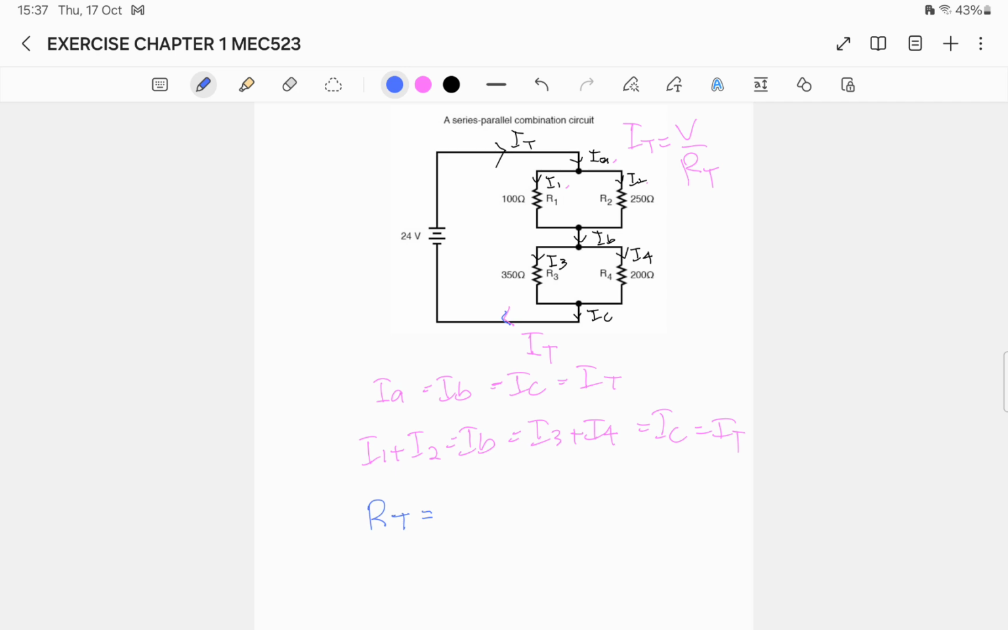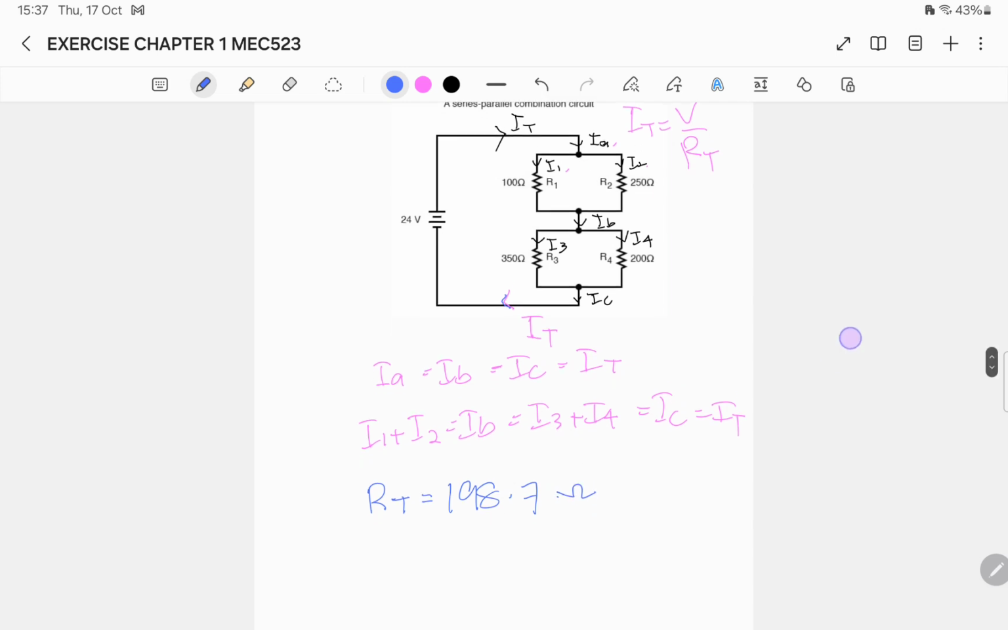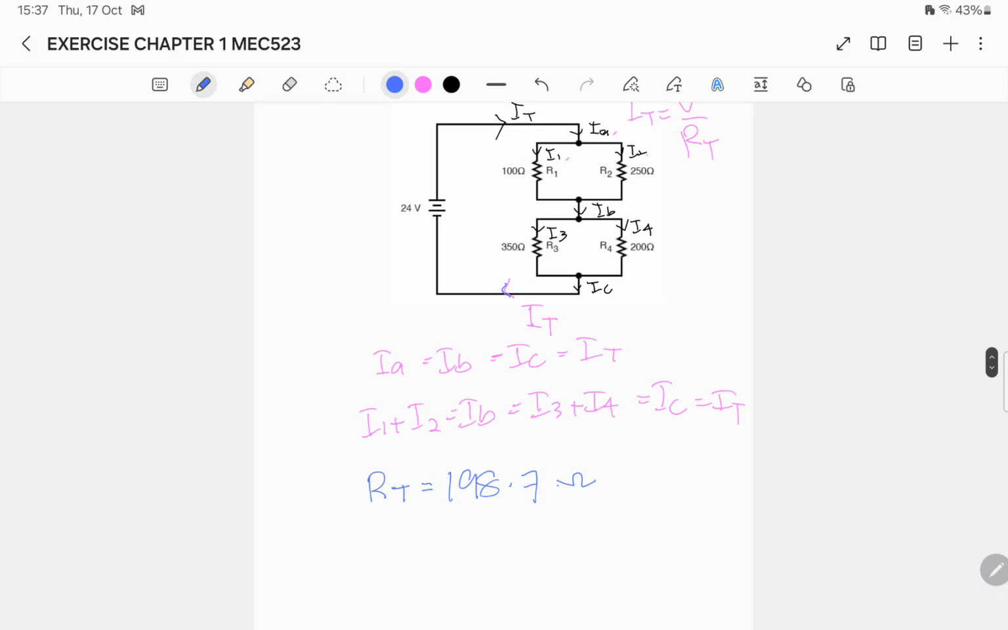Berapa? 198? Okay. Okay. So I total V over 198.7 ohm. And then untuk I1 and I2 gunalah current divider. Current divider.